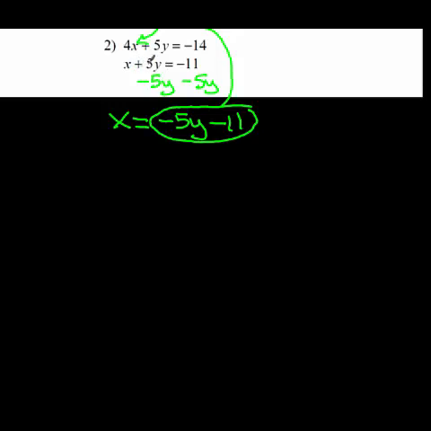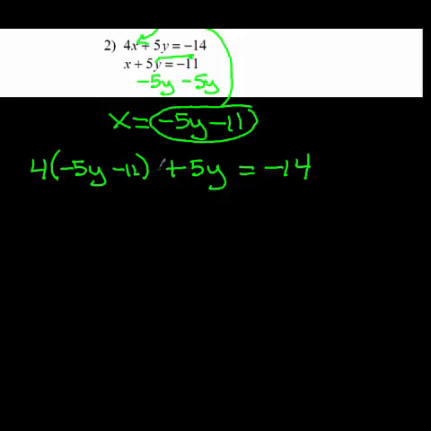Okay, so this one you would have had to solve for x first, because y's got a coefficient here. Solving for x, moving the 5y over gives me negative 5y minus 11 equal to x. Then I can take what x is equal to and plug it in place of x. So I would get 4 times (negative 5y minus 11) plus 5y equals negative 14. Once you have that, it becomes a standard Algebra 1 problem.